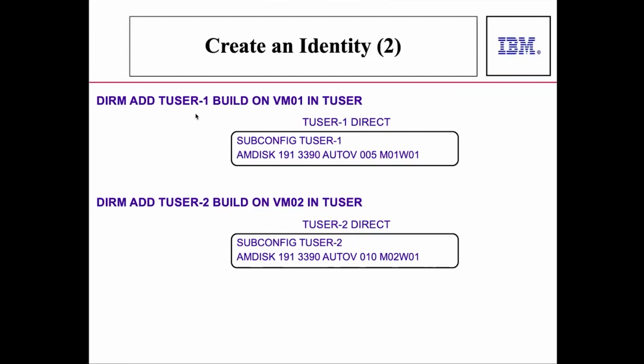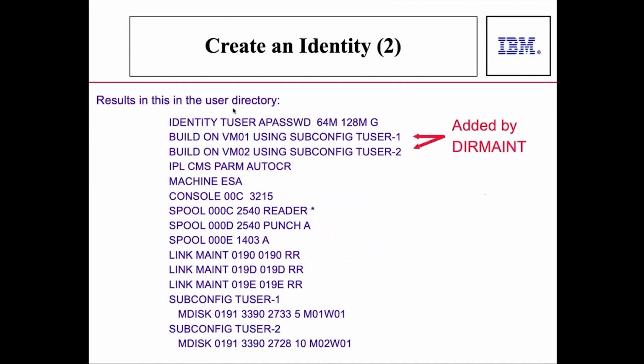And so what that does is, of course, it adds this directory entry to the system, but it also basically adds this build on statement to the identity, which we'll see in a second what that really looks like in the end. So that's how I add a subconfig that's associated with an identity. And of course, I can do that for VMO2 also. It's a multi-step process to create a multi-configuration virtual machine, but that's how you do it. You create basically the identity file, a subconfig for each member, and then you have a command to add them in for each member.